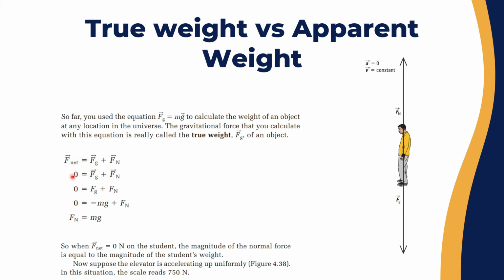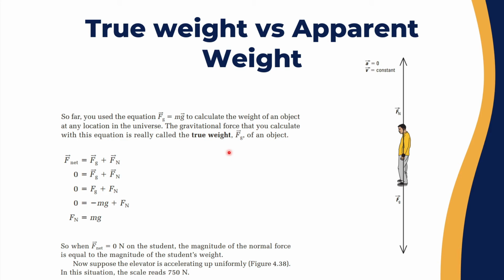We know here F net is 0 because the elevator is moving at a constant speed or at rest, either way. So this case tells you Fg equals minus Fn, or Fn equals minus Fg. Since Fg is pointing downwards, and assuming the convention that upwards is positive and downwards is negative, Fg equals minus mg, and the F normal is positive. So F normal would equal mg. So for a student standing in an elevator, F normal equals mg. If the F net is 0, the magnitude of the normal force equals the magnitude of the student's weight.